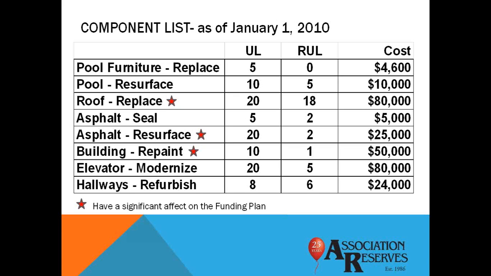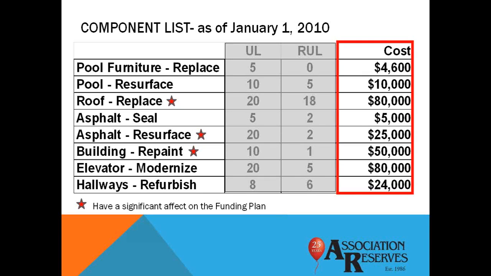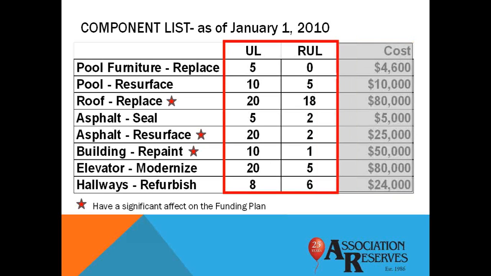I should point out that from 26 years experience, it's typical for a very short list of projects to have significant influence over the funding plan, and that's true in this case. In a townhome association like this one, the typical dominant components are roofing, painting, and asphalt. The scope of repair and replacement projects is determined by the current replacement cost. The schedule of repair and replacement projects is dictated by the combination of useful life and remaining useful life.